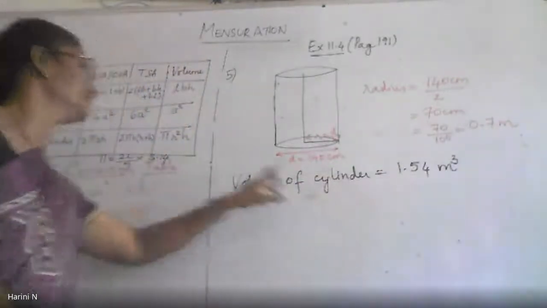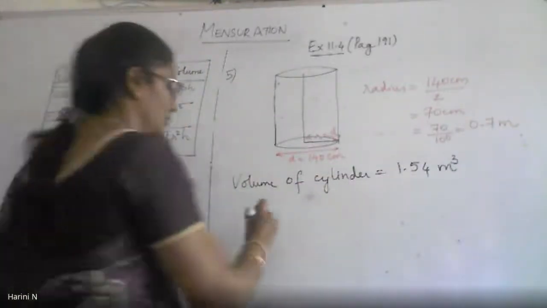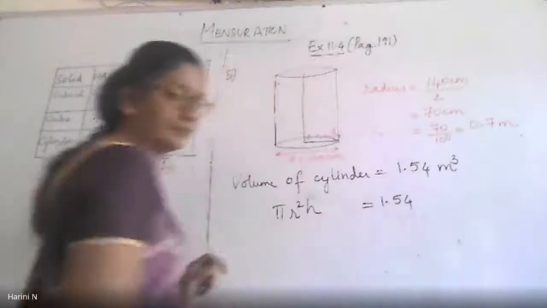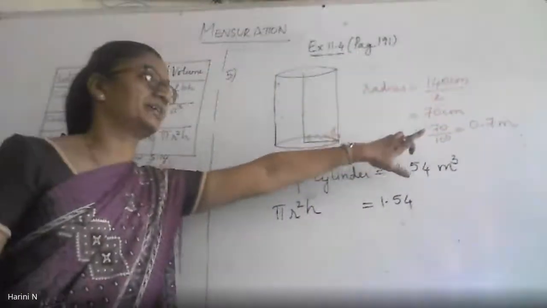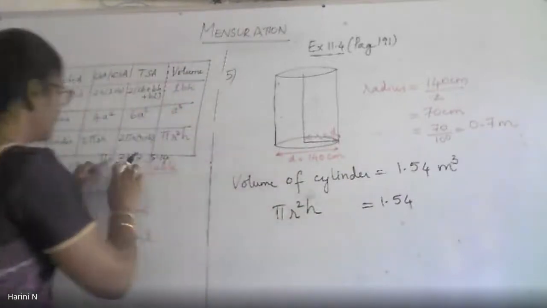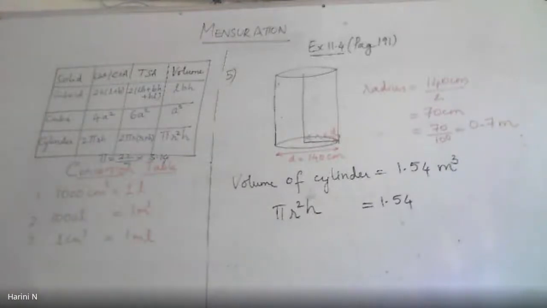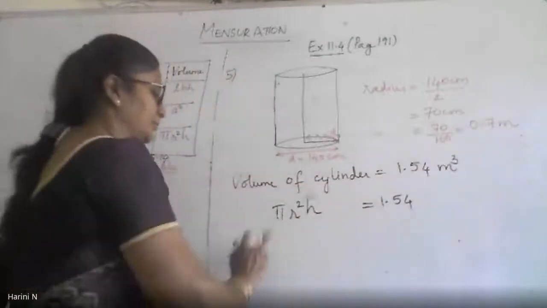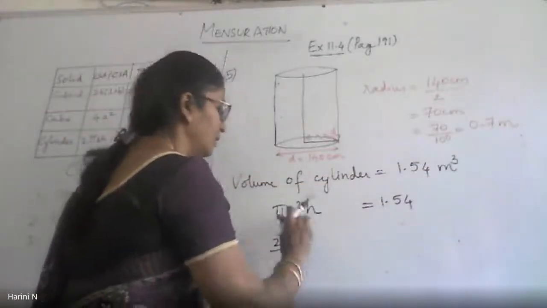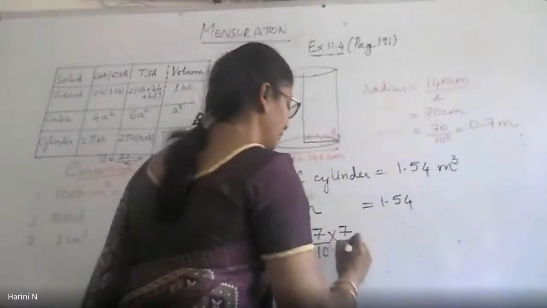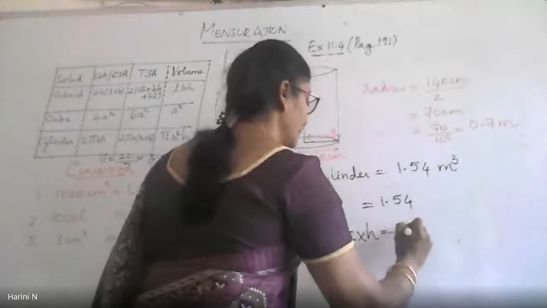Now volume of cylinder, I know it is pi r square h. So pi r square h is equal to 1.54. Now the radius I know is 0.7 meters, only height I want. So pi, what will you substitute? 22 by 7 or 3.14? You have a 7 here, so remember, it will be substituted as 22 by 7. Instead of writing it as 0.7, can I write it as 7 by 10? Yes, ma'am. Okay. So r square means again 7 by 10 into 7 by 10, into height is equal to 1.54.